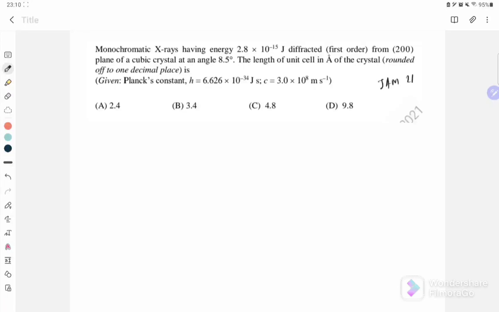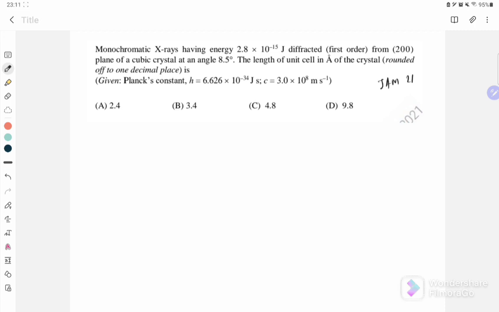Everyone, so today we'll do some JAM previous year questions from the solid state chemistry topic. Generally we can see that from this topic there are only a maximum of 2 or 3 questions. In many years a maximum of 2 questions are given from this topic, but in some years we can see 3 questions as well. So I collected some of them from previous years.